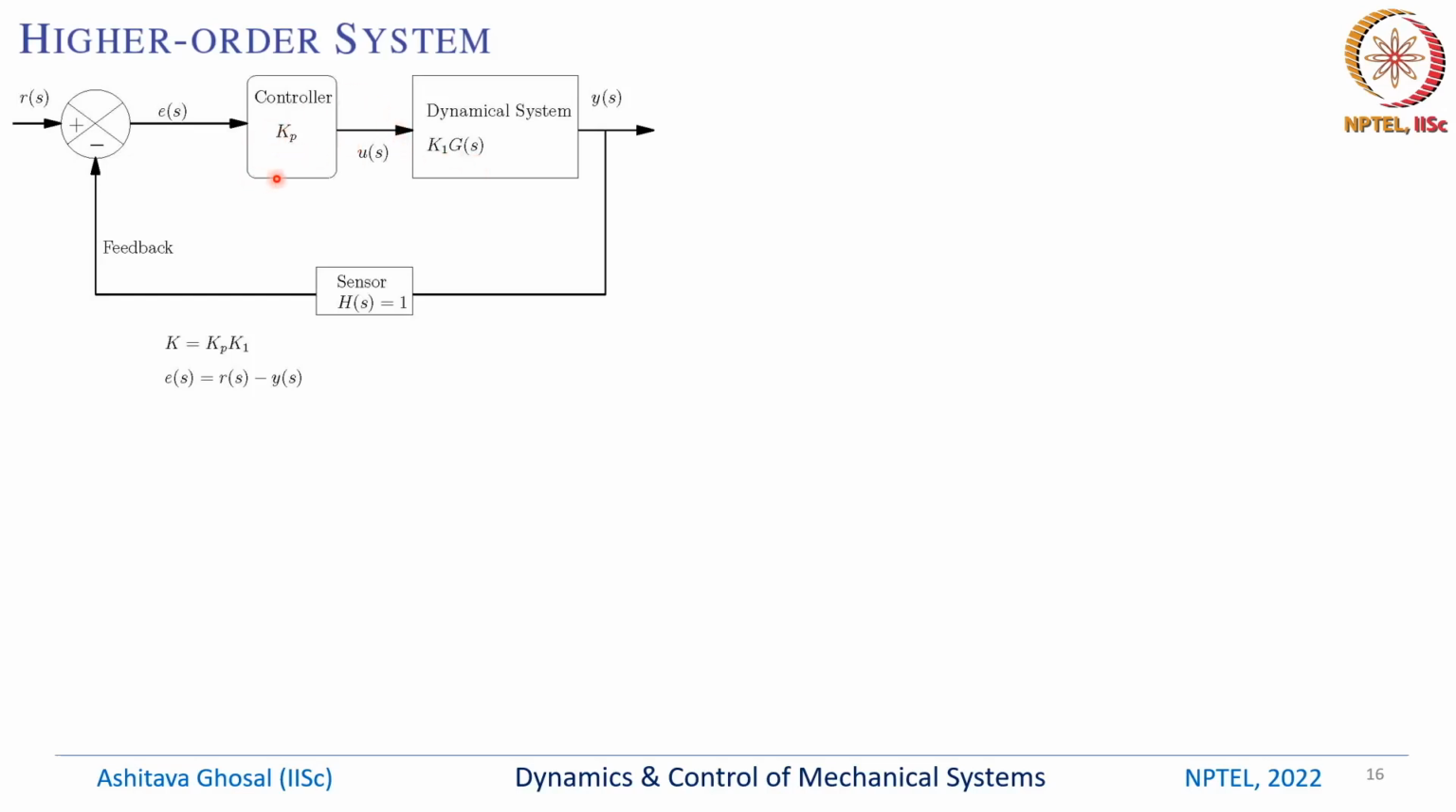So we have a controller, and we are going to consider the transfer function of the controller as a constant kp. The output of the controller is u of s. The output of the dynamical system is y of s, and we measure y of s with a sensor whose transfer function is 1. Then we have the reference input r of s, and the error is computed as r of s minus y of s. So e of s is r of s minus y of s.